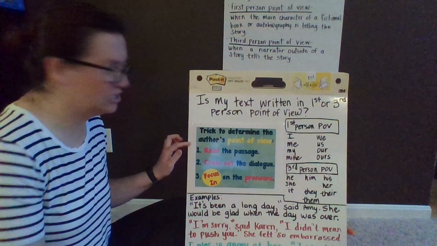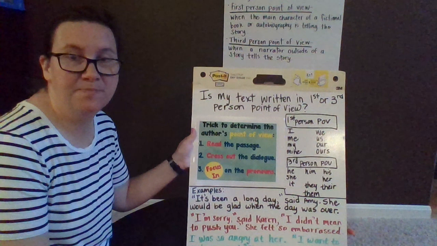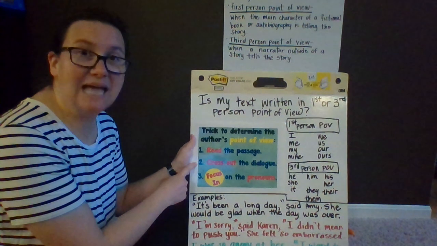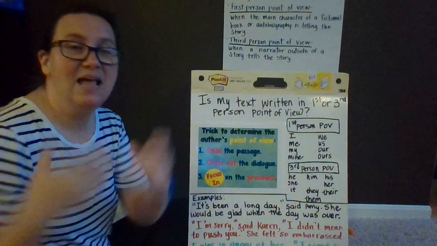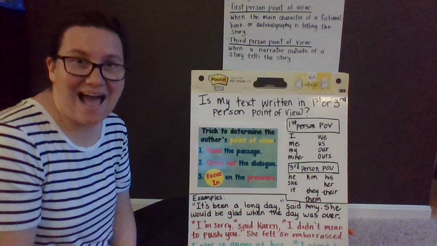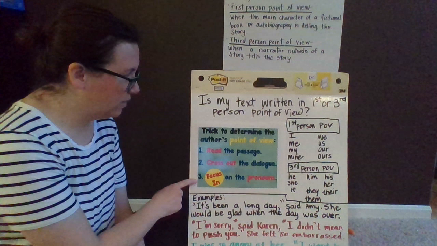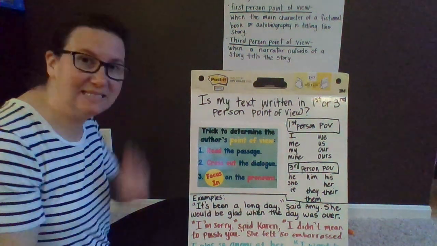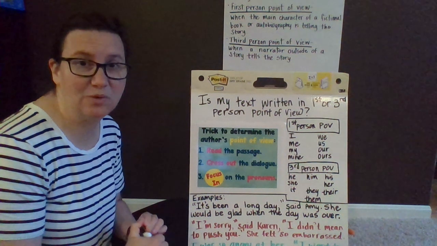So here's the trick to determine the author's point of view. First, we're going to read the passage. Then we're going to cross off the dialogue. And remember, dialogue is when we have words or phrases in quotation marks. That's what the character is actually saying. We're going to cross those off. And the third thing we're going to do is focus in on the pronouns. So let's practice this strategy together to determine if something is written in first or third person point of view.